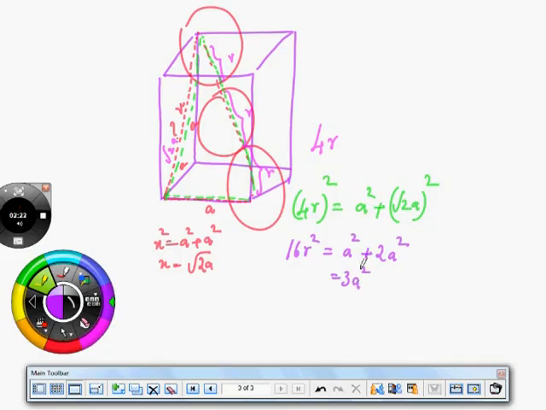So can we say, yeah, r square is equal to 3 by 16 a square, or r is equal to root 3 divided by root of 16 is 4, root of a square is a. This is the relation between r and a in the case of BCC.